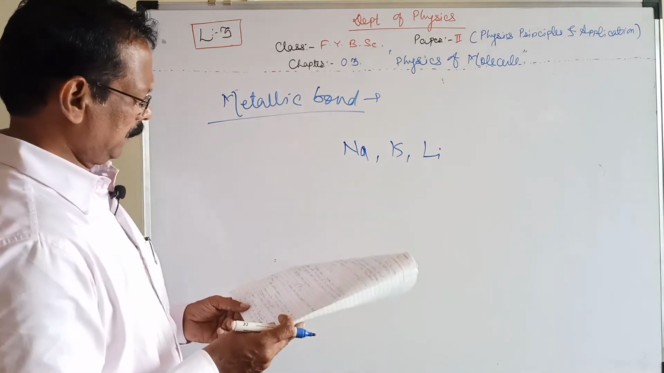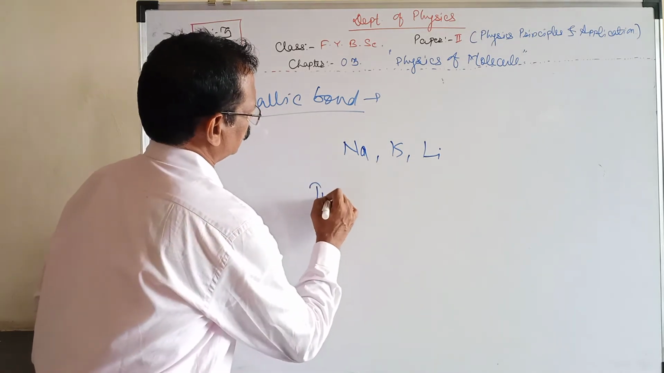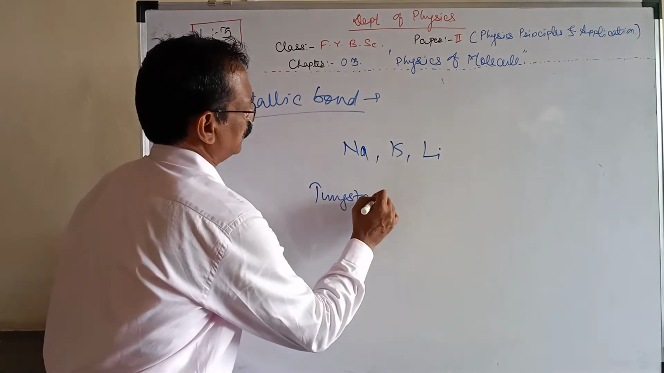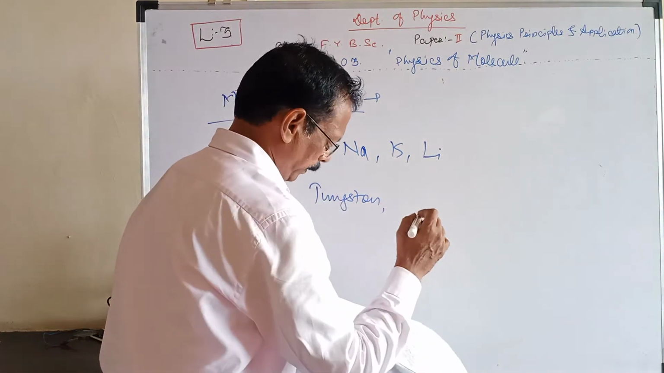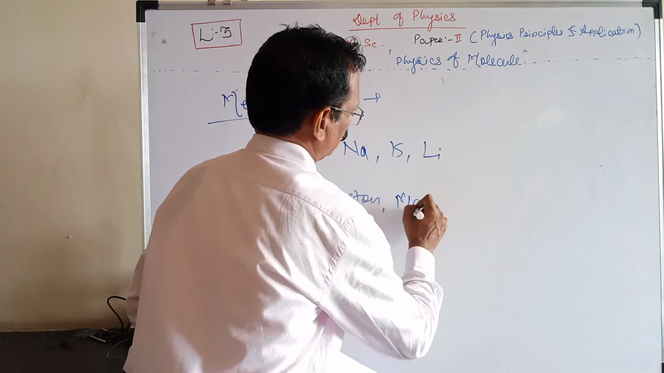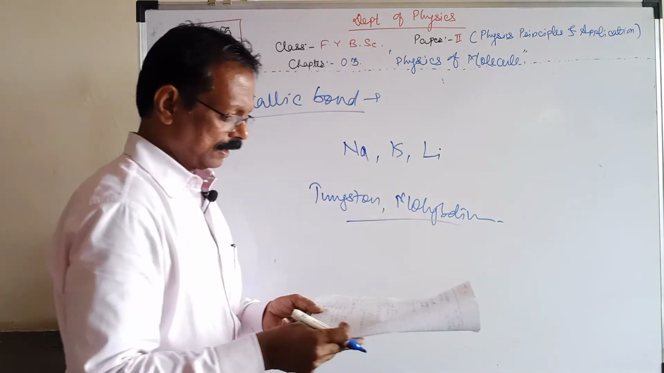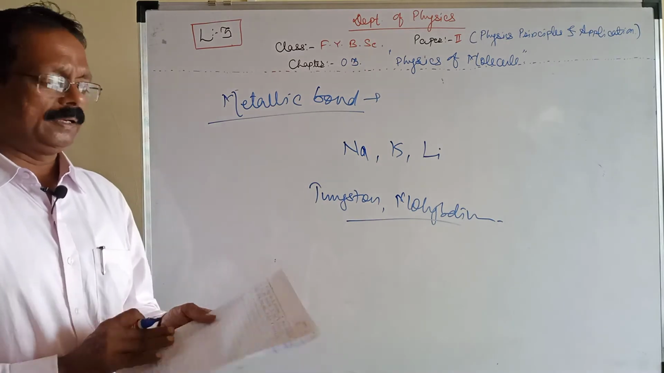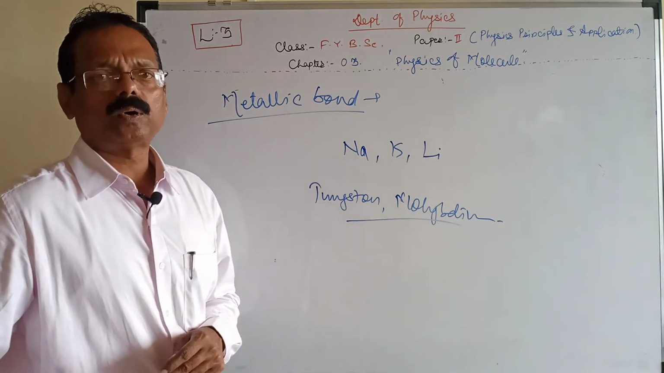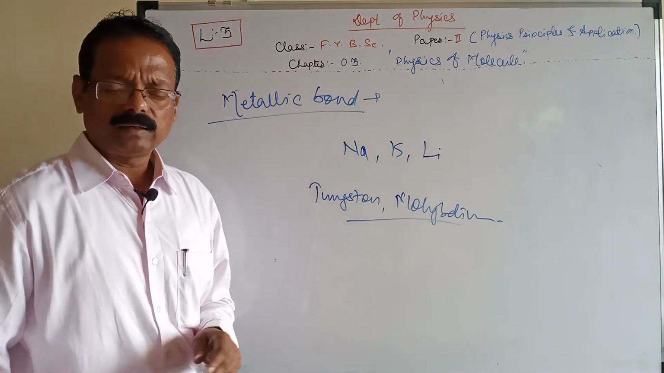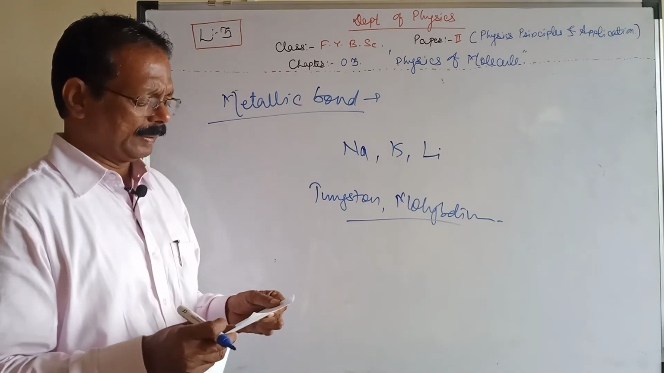Another, tungsten, molybdenum. So they fall in the upper limit. Their melting points and boiling points are very high. So these are some properties of the metallic bond.